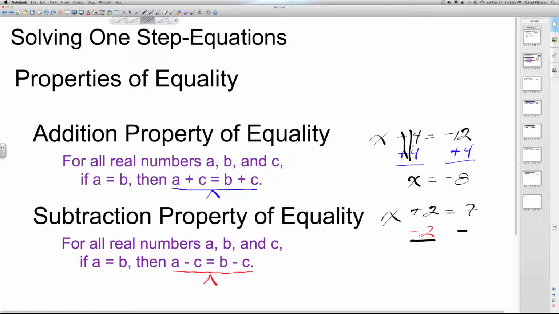A little malfunction there. The subtraction property of equality to get rid of the plus 2 so we can isolate that variable x on the left of the equal sign. And on the right of the equal sign, we do 7 take away 2 to give 5. So there were two examples just explaining the addition properties and the subtraction properties of equality.